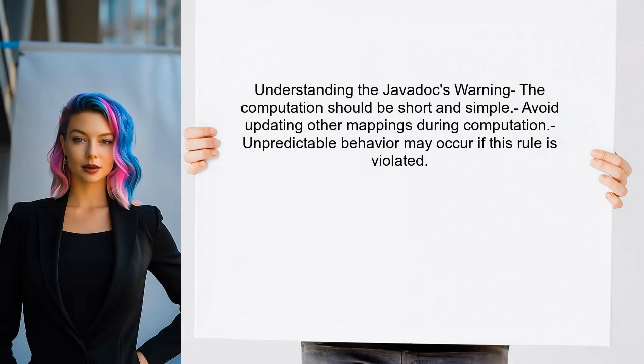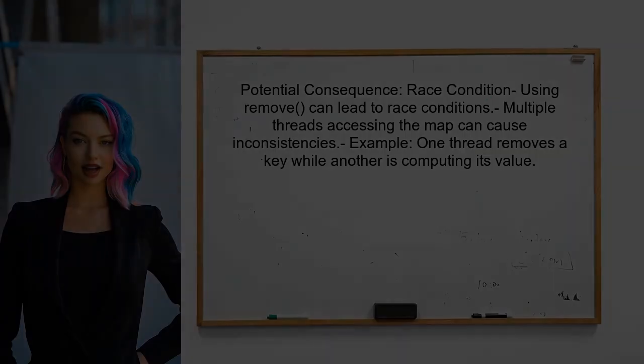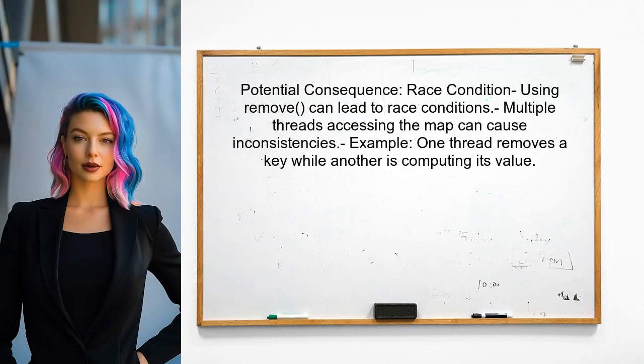First, let's clarify what the Java doc means by stating that the computation should not attempt to update any other mappings. The user should understand that modifying the map while computing a value can lead to unpredictable behavior. Next, if the user uses the remove method inside the mapping function, it can lead to a race condition. This happens when multiple threads are trying to access or modify the map simultaneously, potentially causing inconsistencies.